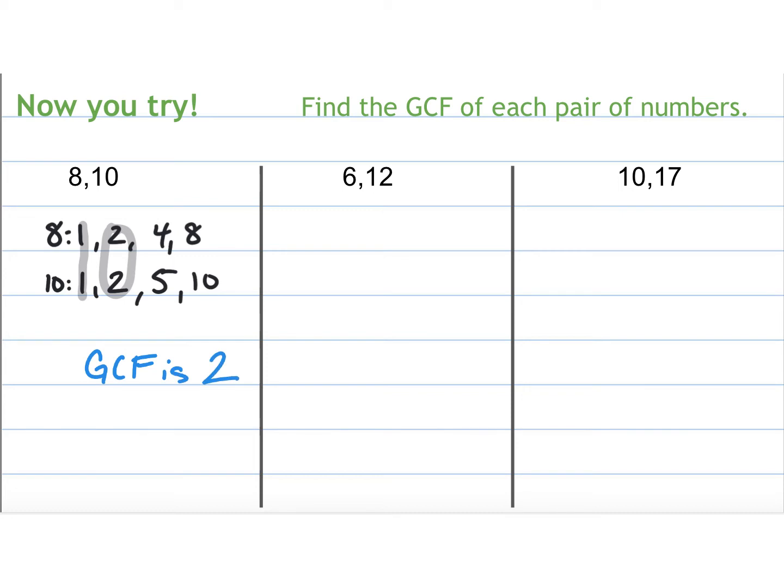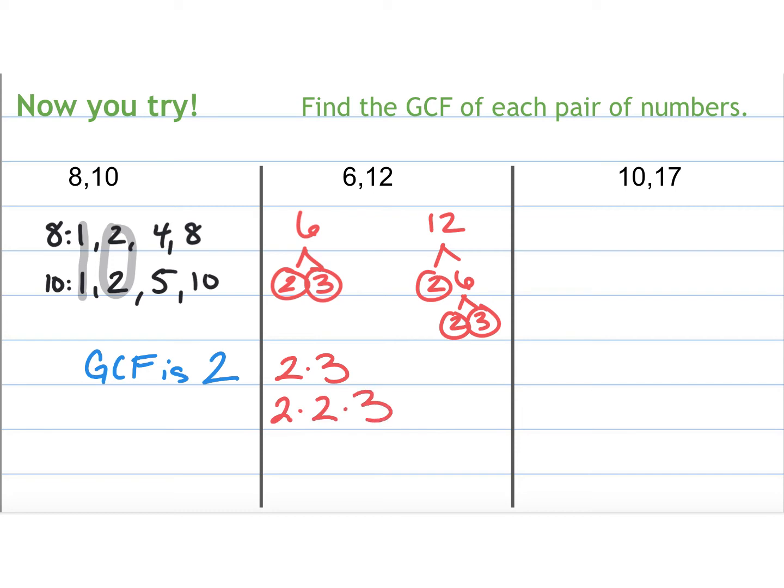For 6 and 12, I'm going to decide to do a factor tree. And I see that 6 has factors of 2 and 3. 12 has factors of 2 and 6, and 2 and 3 from the 6. I write those out, 2 times 3, as well as 2 times 2 times 3. I circle the ones I have in common, the 2 and the 3, and I multiply. 2 times 3 is 6. So the greatest common factor of 6 and 12 is 6. So sometimes the number itself will be the factor if it's a factor of another number.